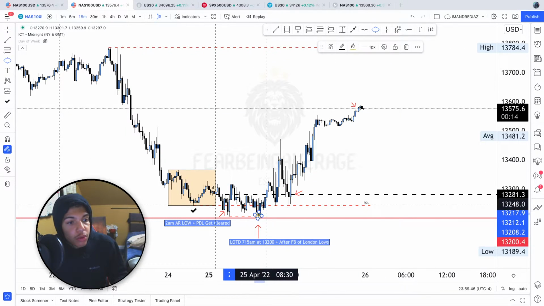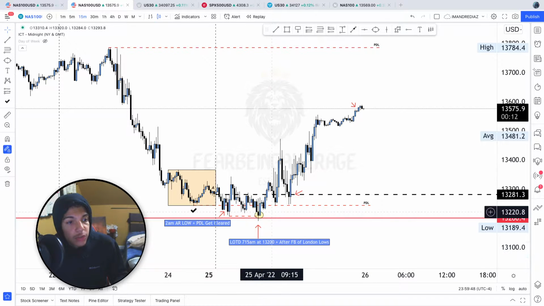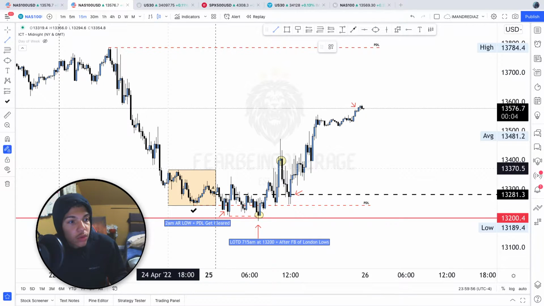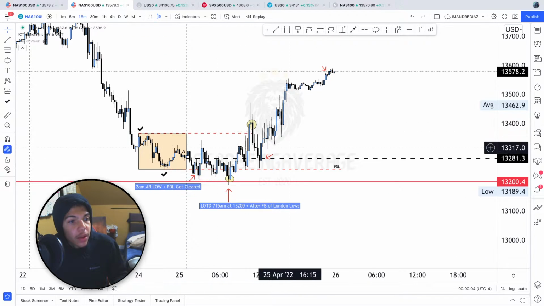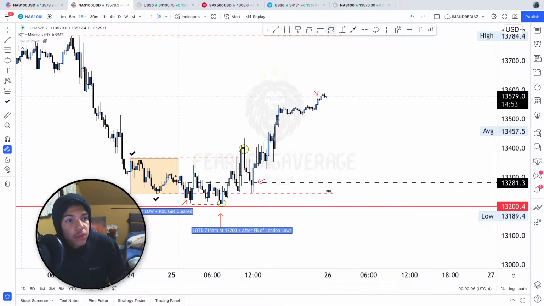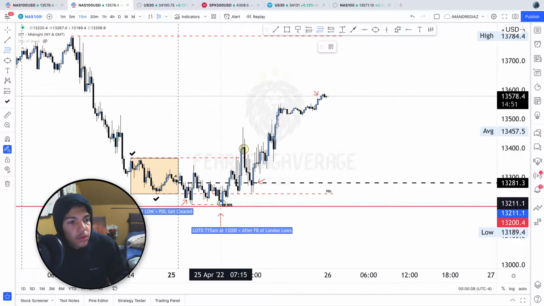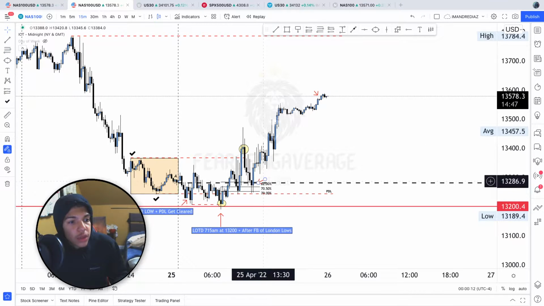Why is this going to be important? Because this is the low of the day, in which we're going to be using to pull a fib from where? From this low to this high. Now, why this high? Because this is the high that ran the liquidity above the Asian session high. So we cleared that liquidity. Then we had a retracement back into a specific area. Now we're going to pull our fib. So from this low to this high, boom, drag it over. You see that we have this retracement right into here.